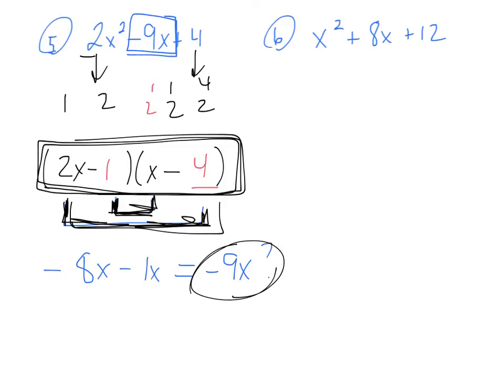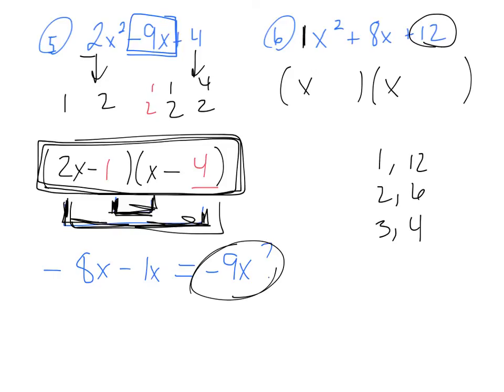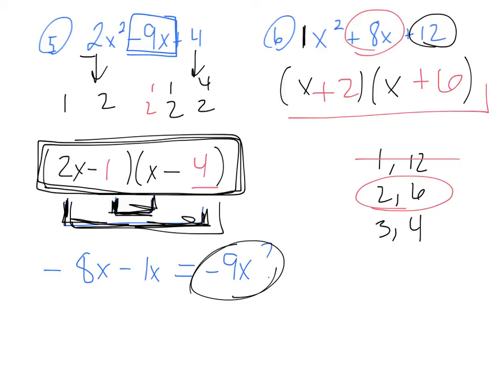Let's try number 6, last one. x squared plus 8x plus 12. Well, this coefficient is 1, so we're going to factor like normal. And we will list out factors of 12 that we can use to get us positive 8. We need positive 8 in the middle. So can I get 8 from that? No. Bingo, 2 and 6. And they both shall be positive.